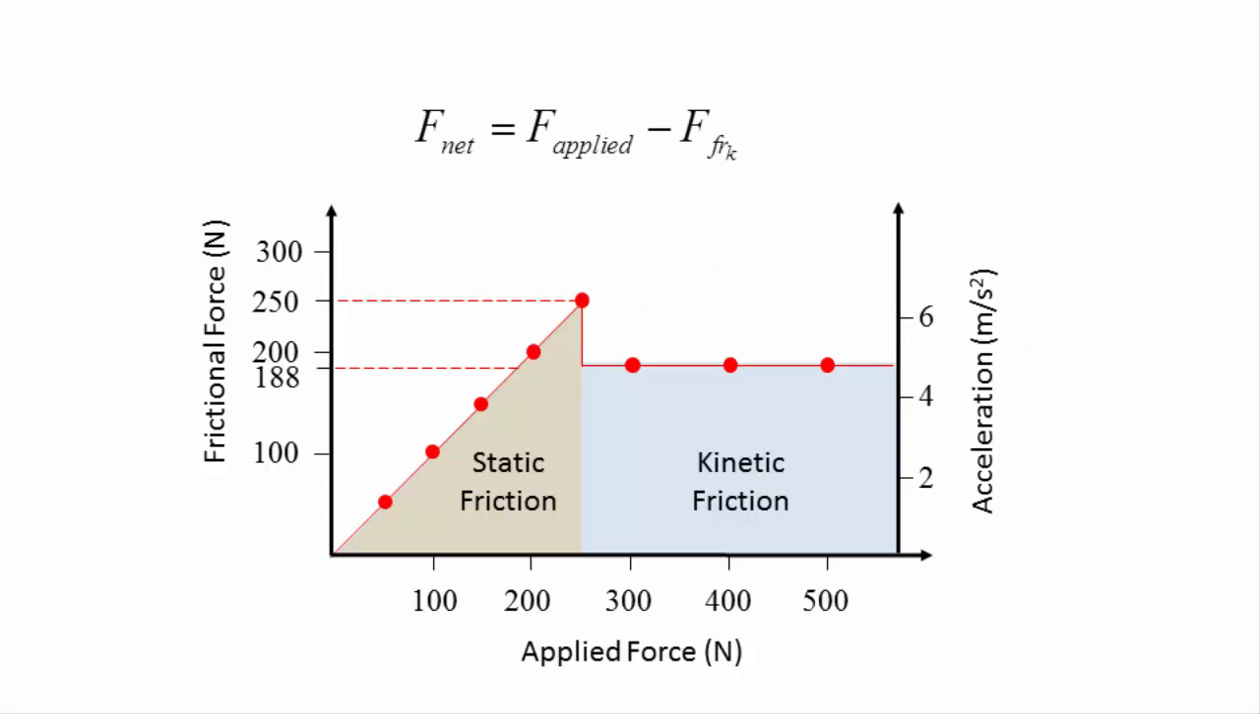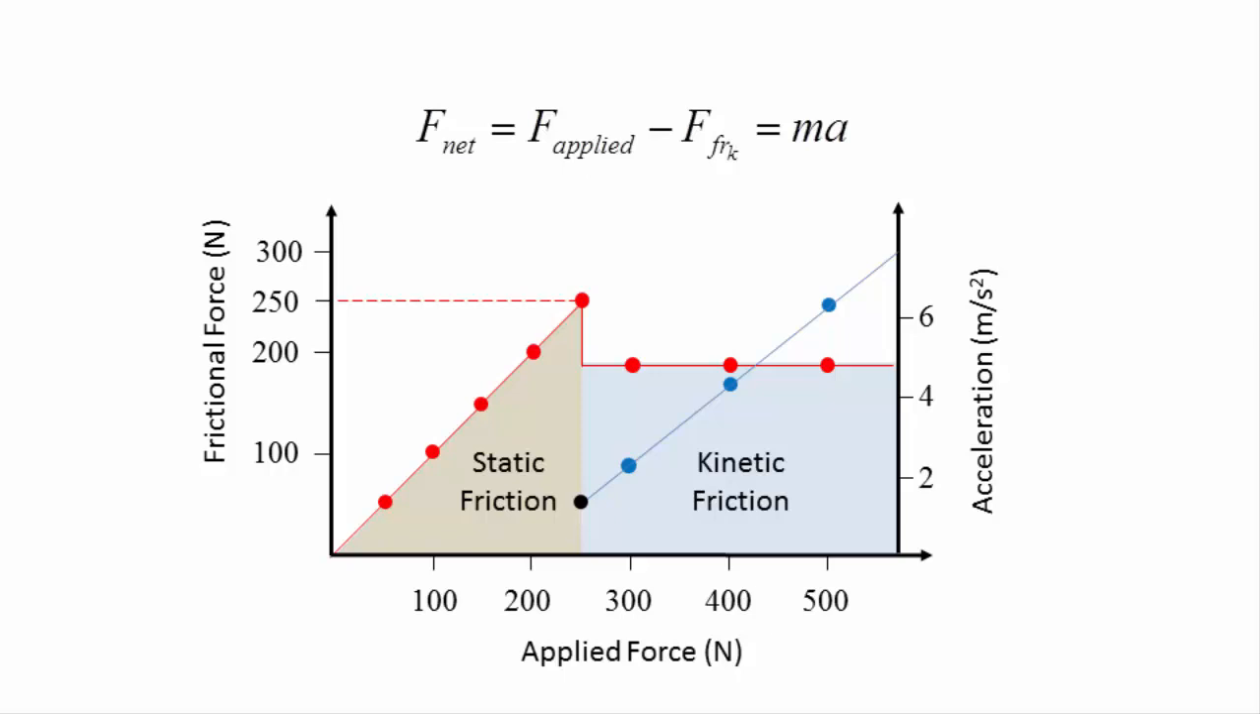As the applied force increases, the acceleration increases linearly and proportionally, as shown by the blue points and the blue line on the graph. You notice that the acceleration does not begin at zero when the threshold force is reached, but rather at some value. In this example, that value is 1.2 meters per second squared, as shown by the black dot.